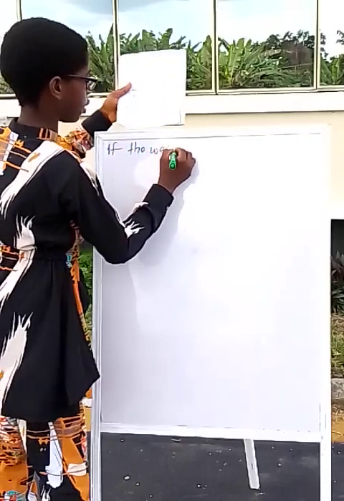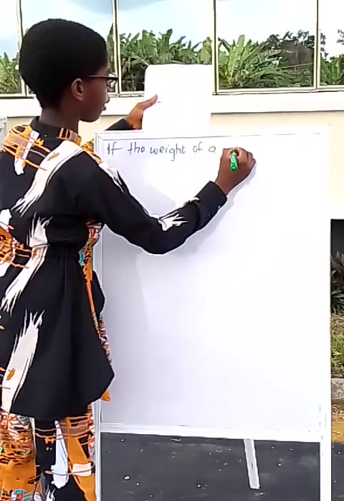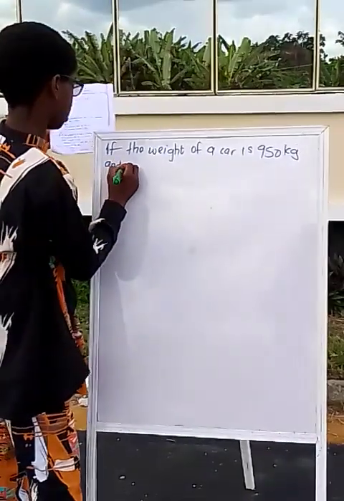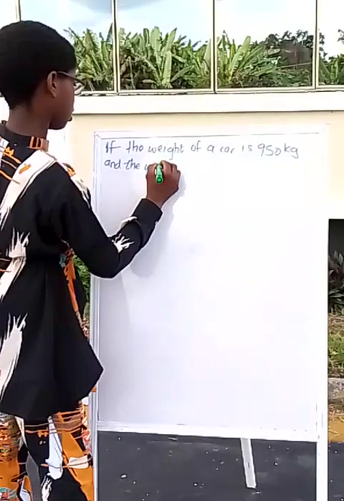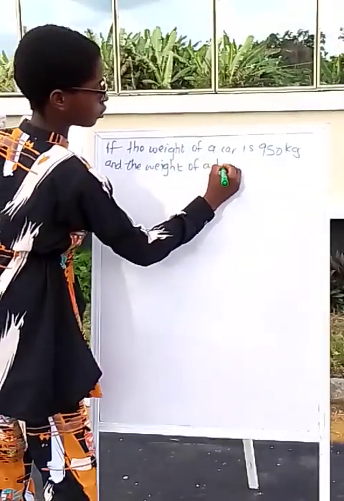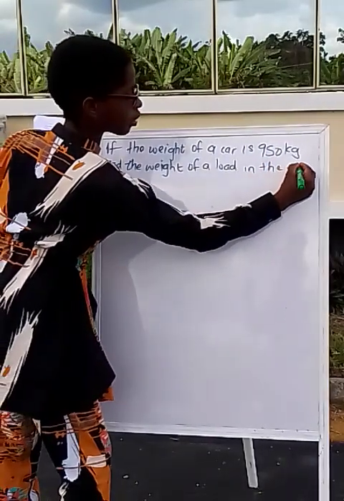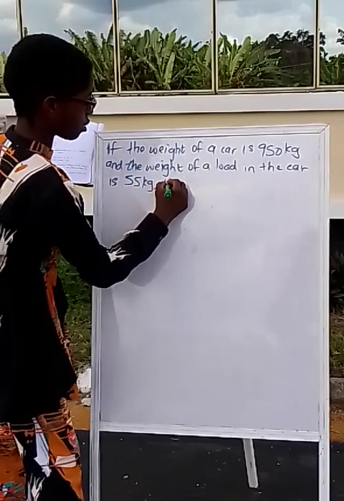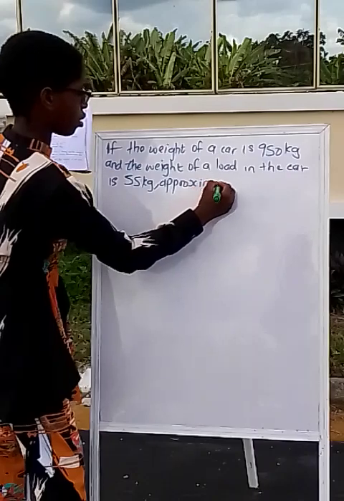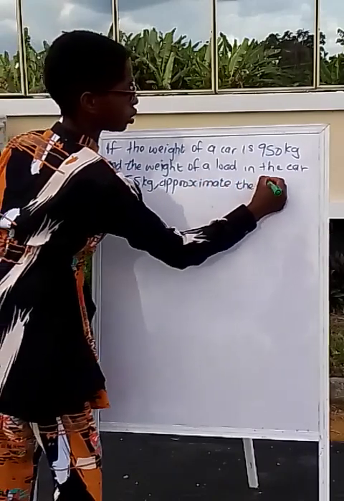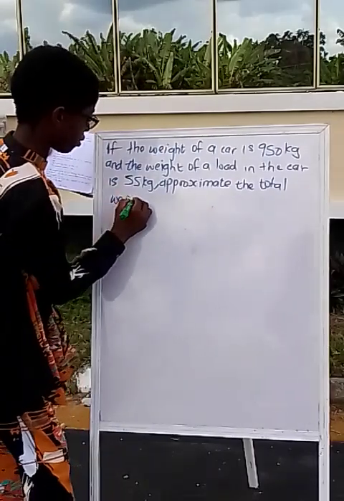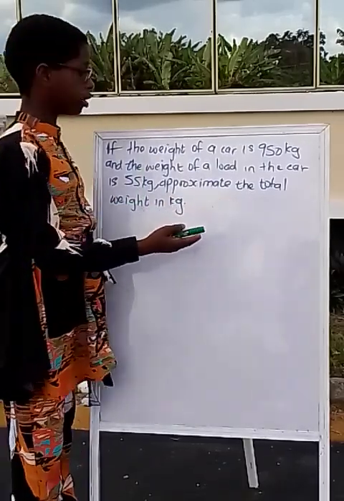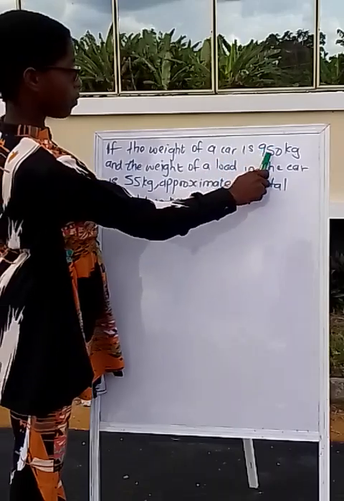If the weight of a car is 950 kilograms and the weight of a load in the car is 55 kilograms, approximate the total weight in kilograms.